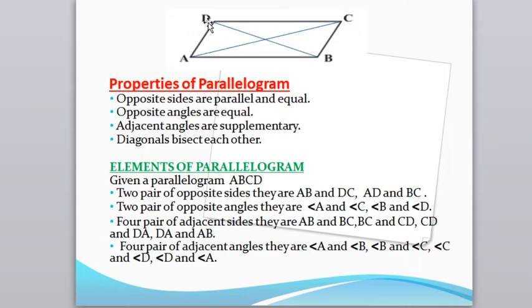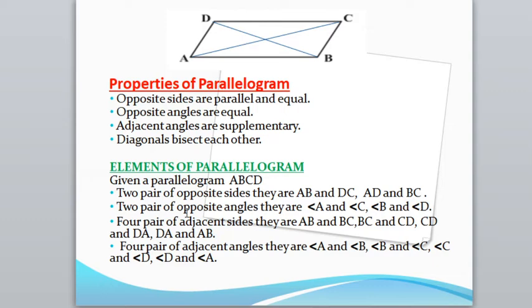Now what are the elements here? Two pair of opposite sides, they are AB and DC, AD and BC. So the first element is given, there should be two pair of opposite sides which are equal. The two pair of opposite sides are, first is AB and CD and the second is AD and BC. So the two pair of opposite sides are present.